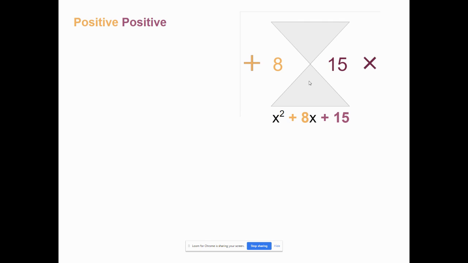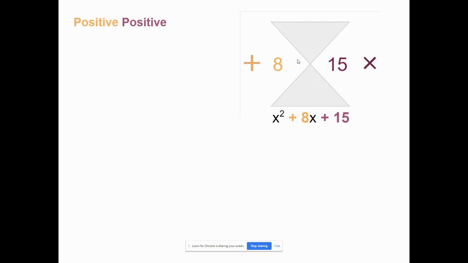Now, if you never got a chance to do the factoring puzzles before break, you might want to stop the video now and go try those. This would be a lot easier if you have practiced these a few times. So if you haven't done it, I suggest you go do it. If you have done it, stick with me and we'll keep going.